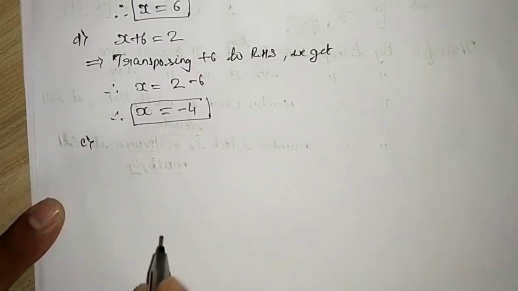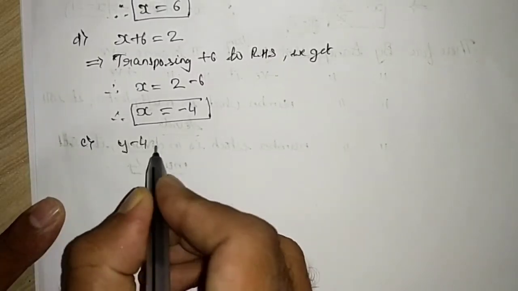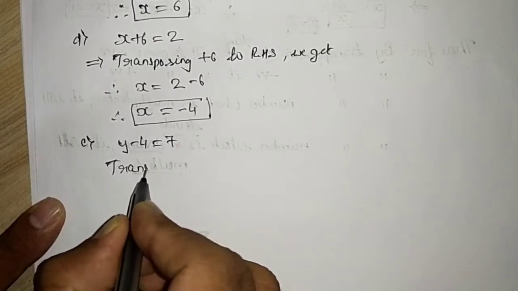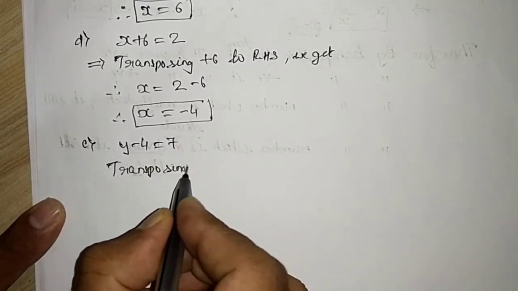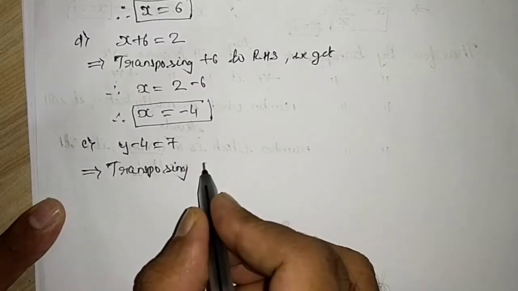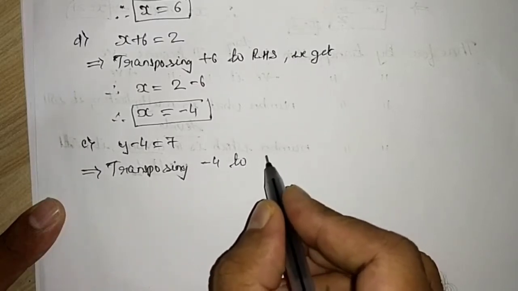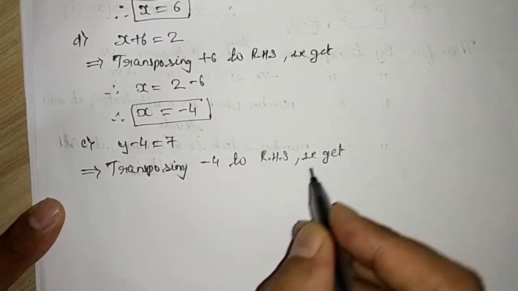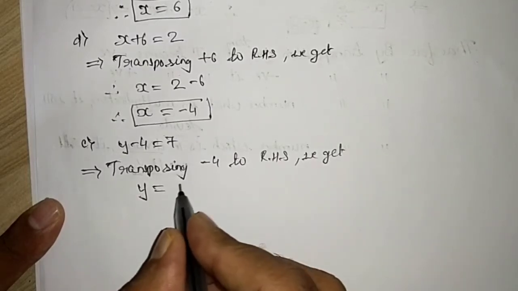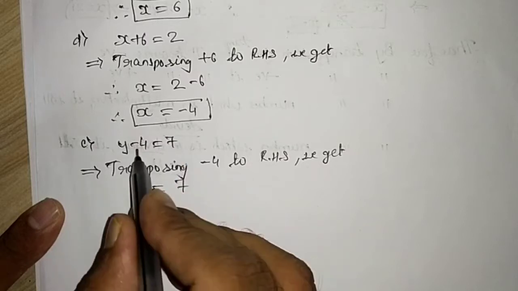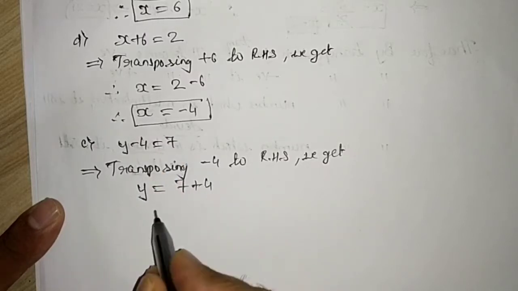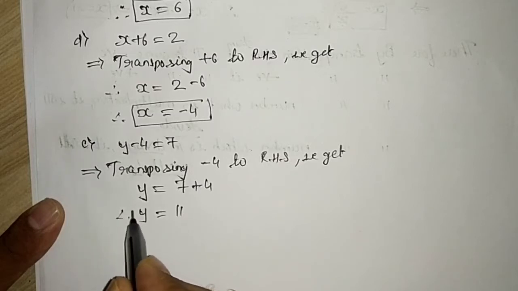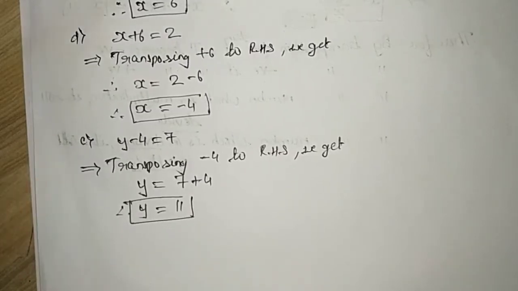Part E, y minus 4 is equal to 7. I will write transposing minus 4 to RHS, we get y is equal to 7. There was already minus 4 will become plus 4. So we will get 7 plus 4, 11. Y is equal to 11 is our answer.